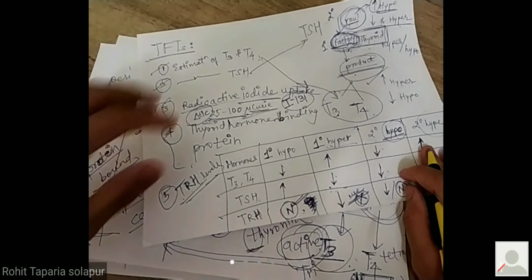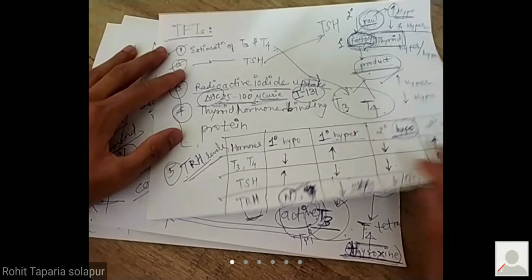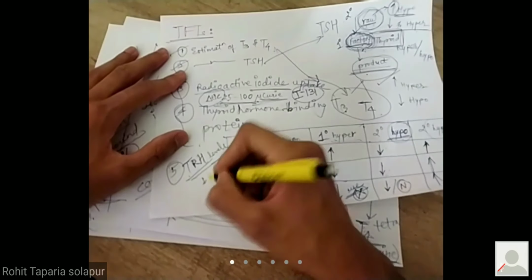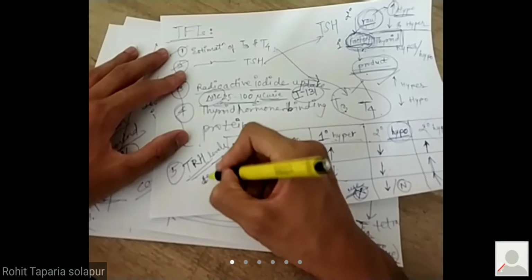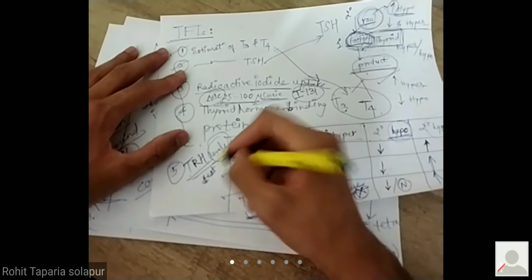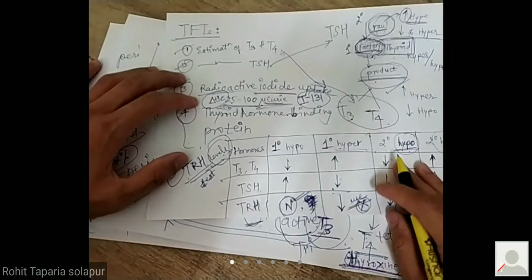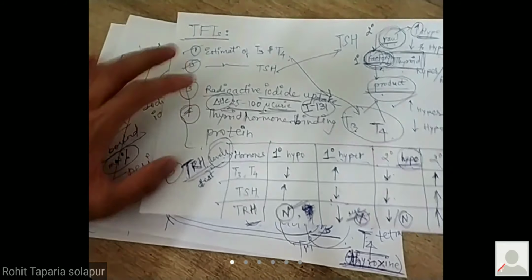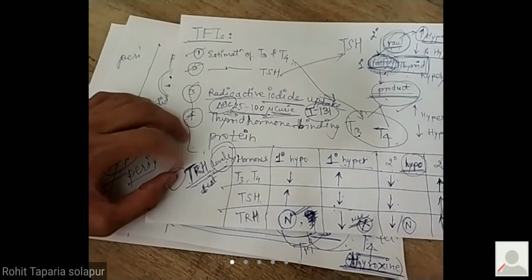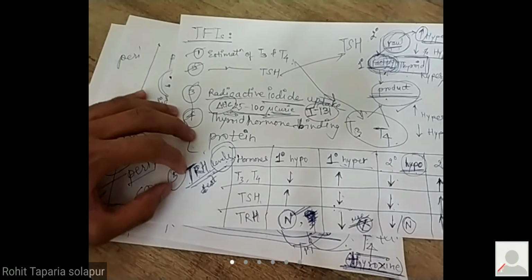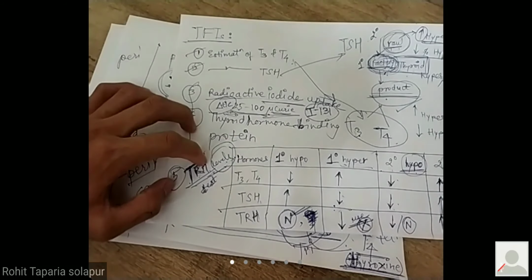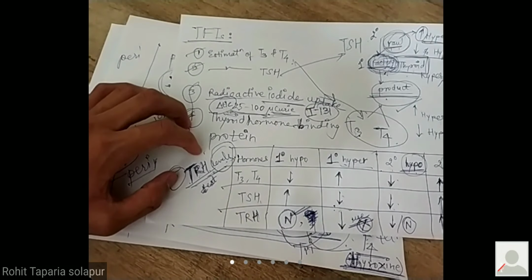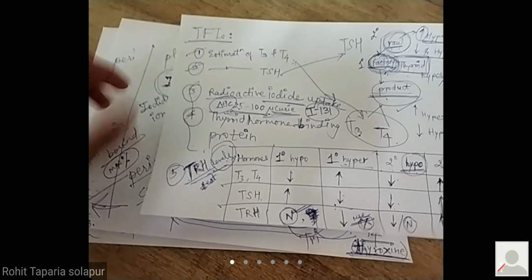Actually you don't just see the level. What is done in this TRH test? They don't check the TRH level in your body by taking a blood sample. They will, from outside, give a suspension of TRH, that is thyroid releasing hormone, and they will check by this format.